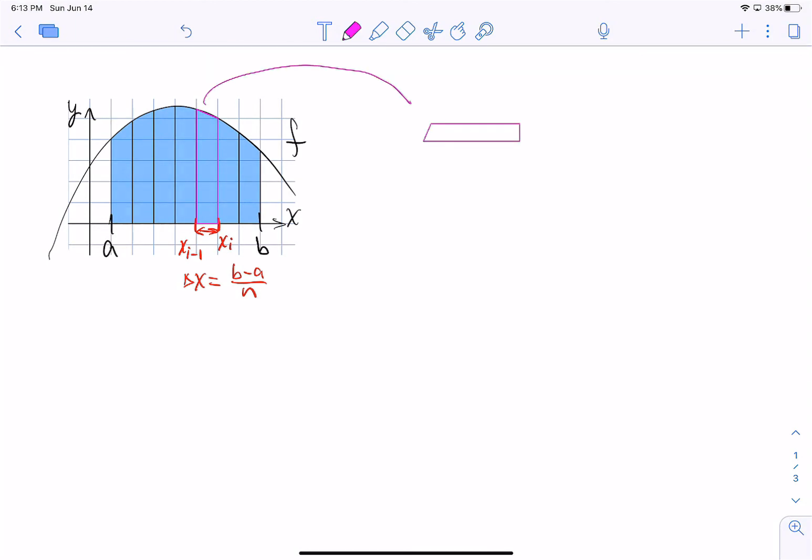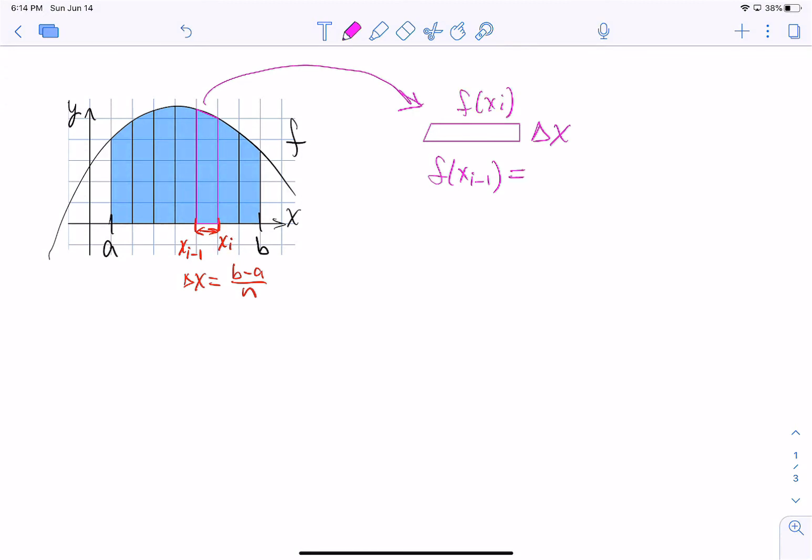If we isolate this trapezoid here, we can see that the height is delta x. The long base is the function value at x sub I minus 1, so f of x sub I minus 1. And the short base has a function value of f of x sub I.